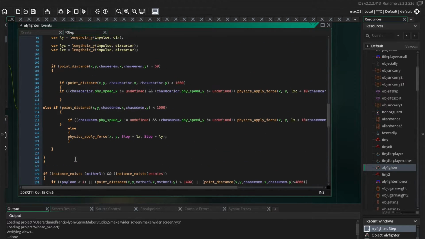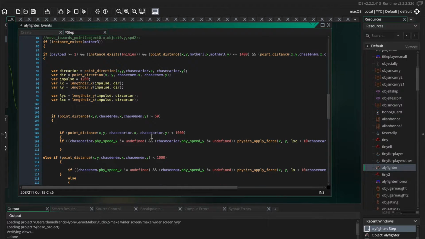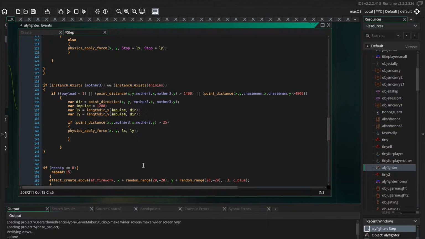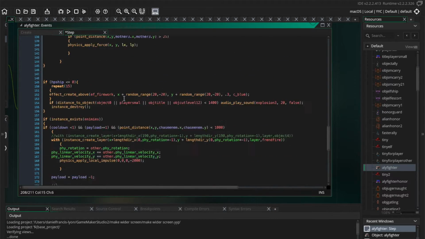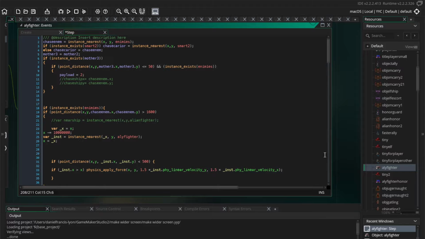Instead, if payload is more than 1, then it's going to chase either the enemy carrier or instance_nearest enemy. And if payload is less than 1, it's going to chase the mother. So I did it here. I did a very similar thing, but I did it up here. So this just doesn't do anything. So that's the fighter ship.